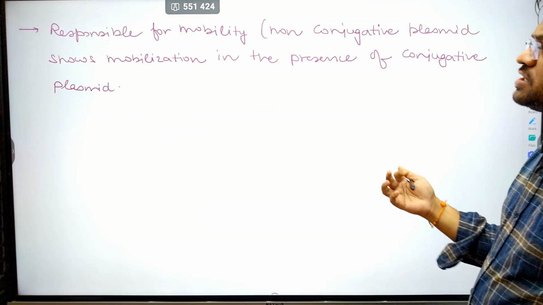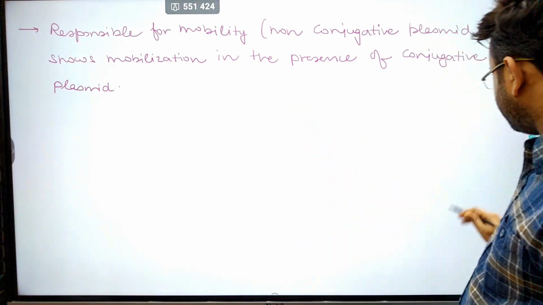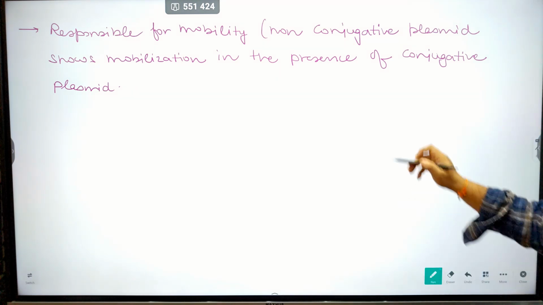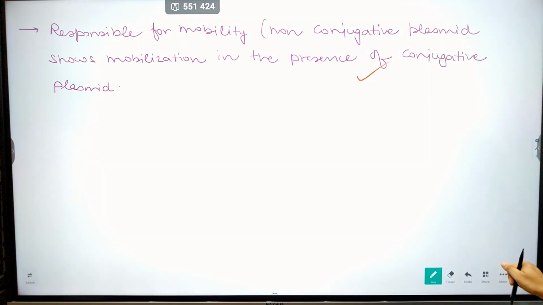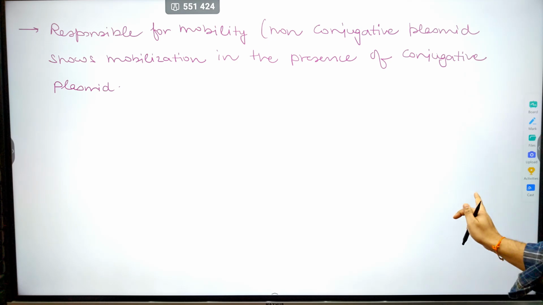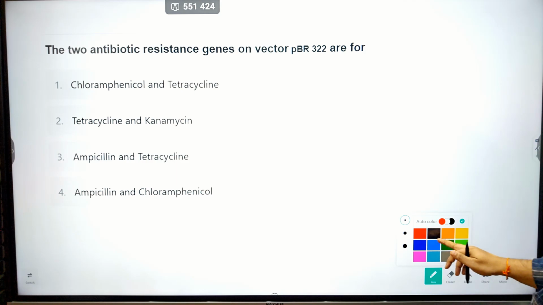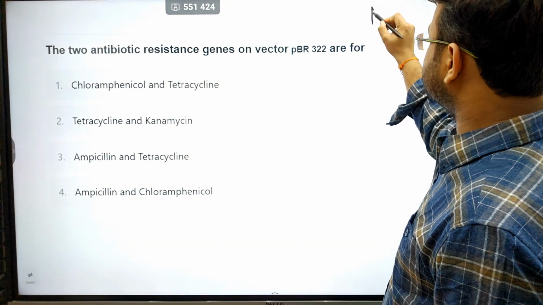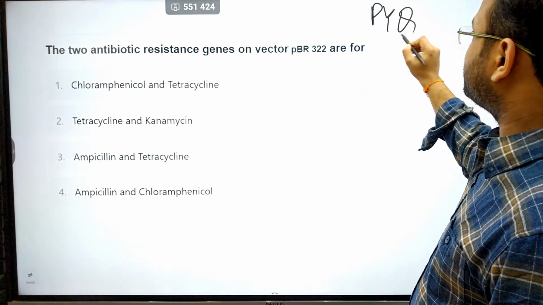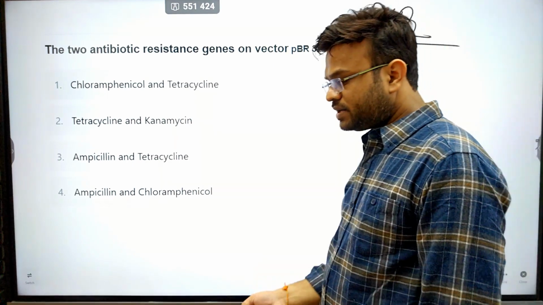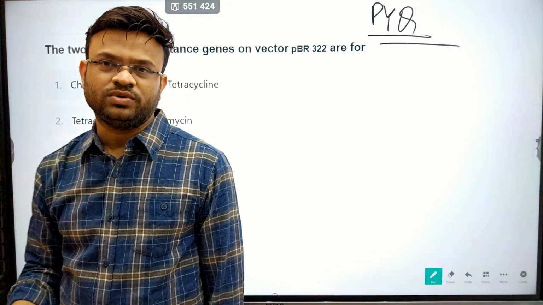Now let's move on. I have already explained this to you; basically, it is referring to mobility. Now let us move on to the next slide. Now let us talk about some of the PYQs or previous year questions. Not necessarily PYQs. These questions I have also taken from different internet resources. Now let us quickly do this.